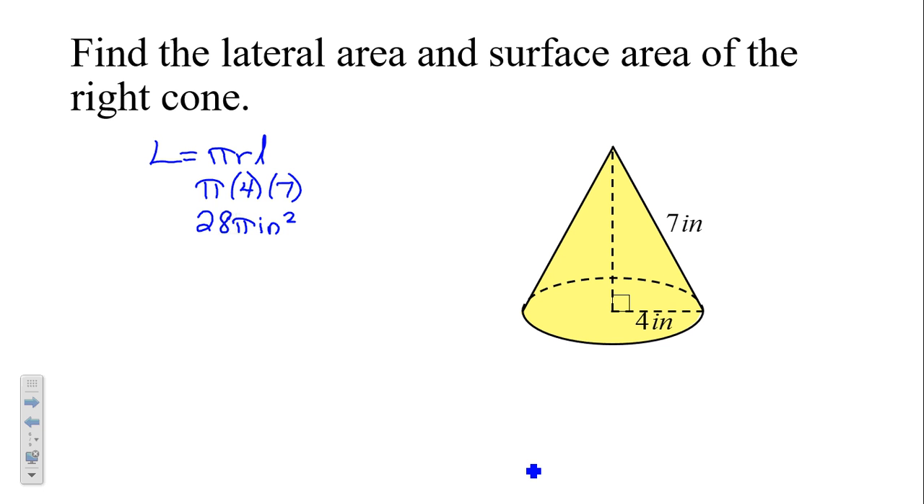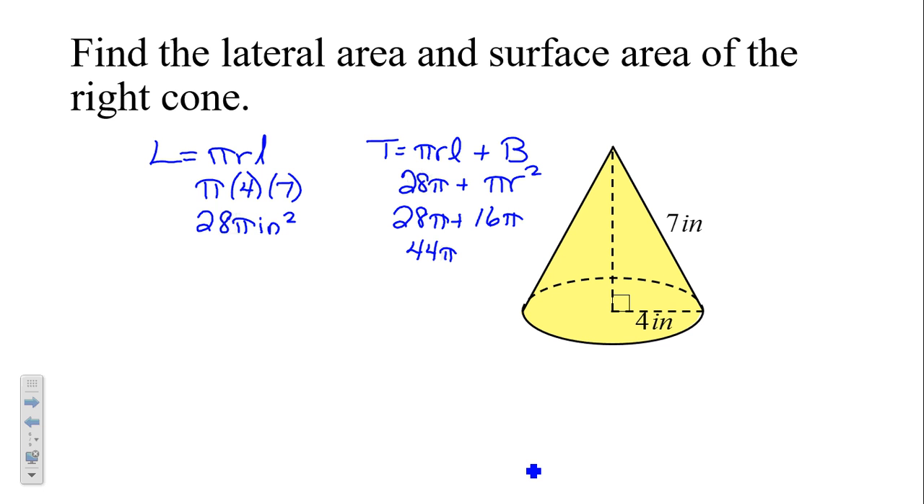Okay. Now to find the total surface area, we need that pi RL, and we need to add on one base. Okay. So what's one base going to be? Pi r squared, right? What's the radius? 4 squared is 16, so we're taking 28 pi, and we're adding on 16 pi, and we're getting 44 pi. Don't forget your pi.